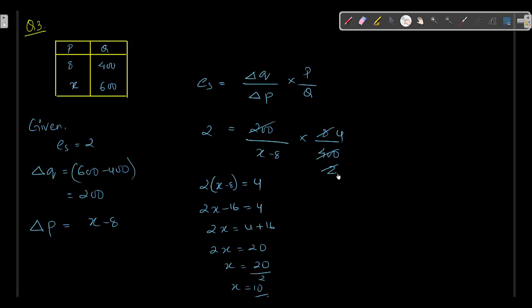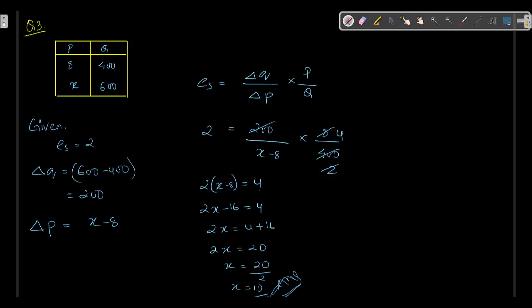200 into 2 is 400, 2 4s are 8, so we're left with 4x by 8. So now if you cross multiply, then we get 2 into x minus 8 is equal to 4. You multiply it here, 2 into x, 2x minus 2 into 8, 16, is equal to 4. Now this minus sign will go to the other side, so it will be 2x equal to 20, x is equal to 20 by 2, wherein we got x is equal to 10. So now that means with a 2 rupee increase in price, the quantity will increase by 200. So we got the price here as 10. Alright, so this is the answer.